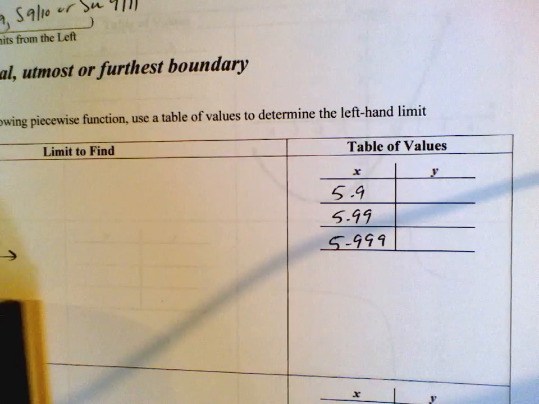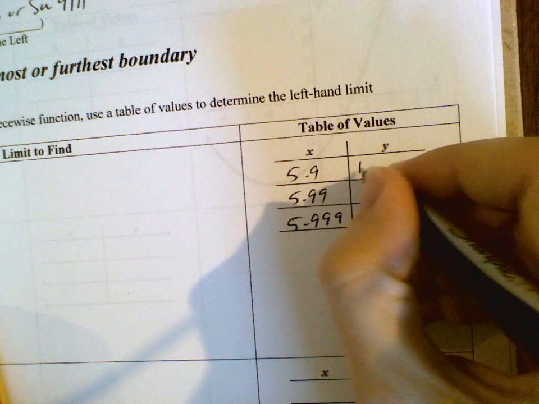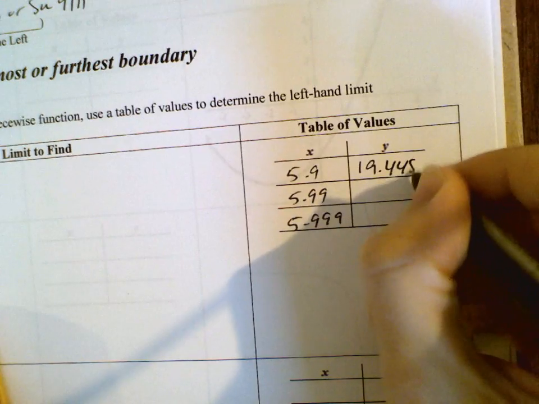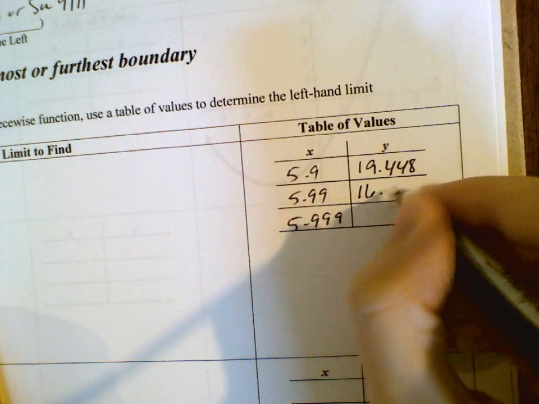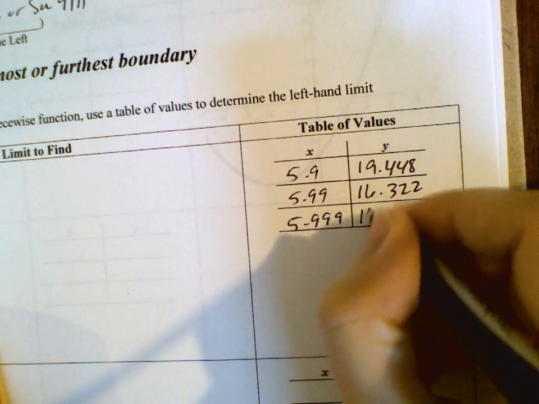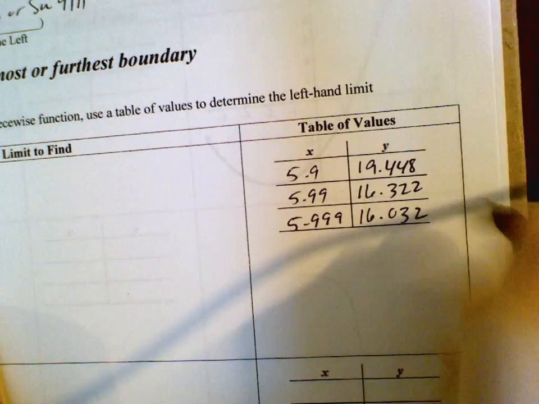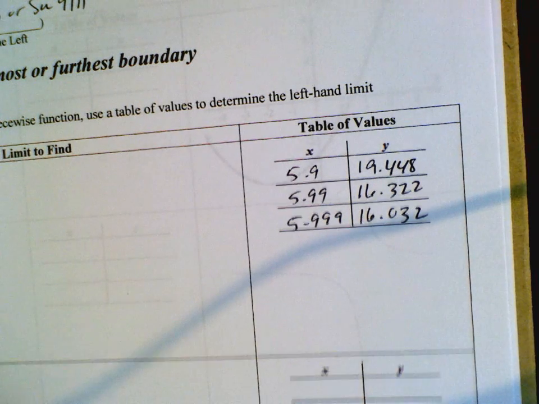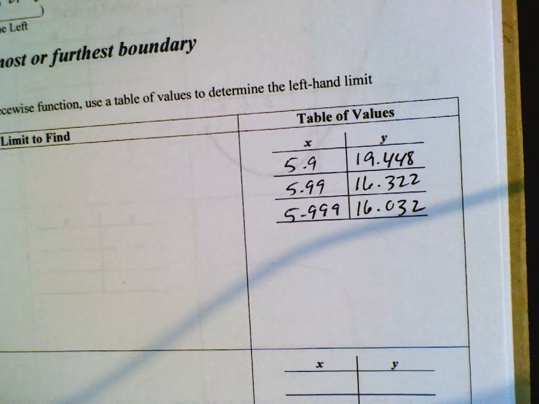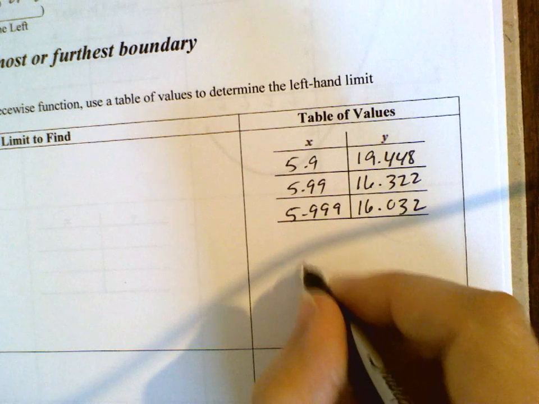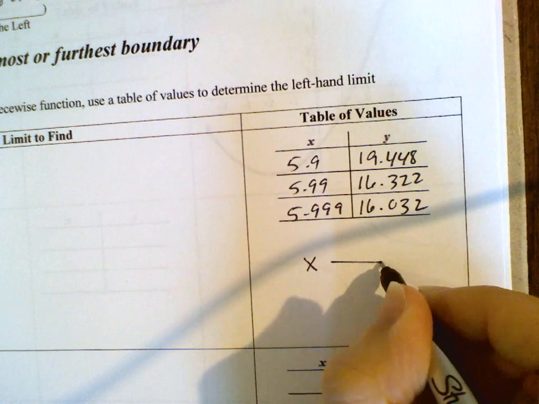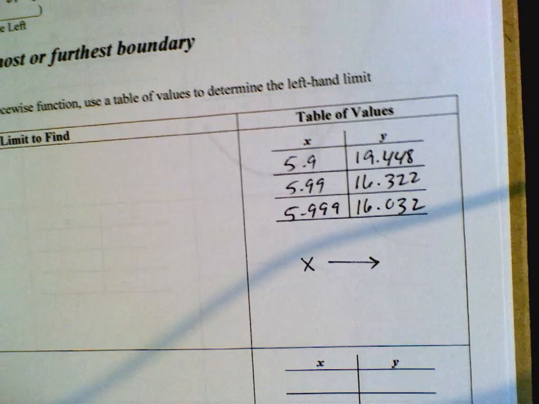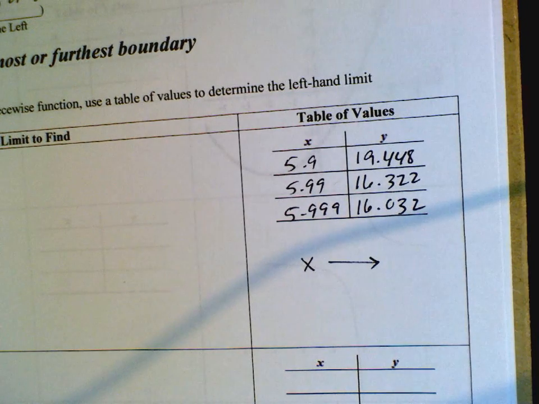Okay, I got those values. I'm going to record them. I've got 19.448, 16.322, 16.032. And if at any point you feel that I'm going too fast, please pause the video, rewind it, any of that stuff. Okay, now I'm going to do an arrow diagram. I'd like you guys to do this. Eventually we won't use arrow diagrams, but when we're first learning limits, please do.